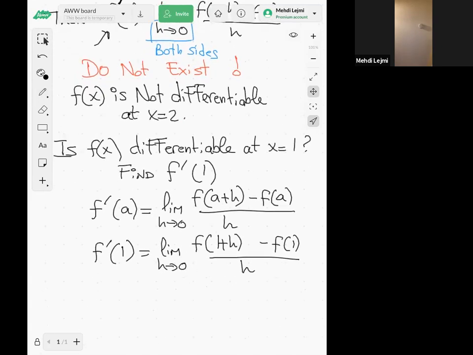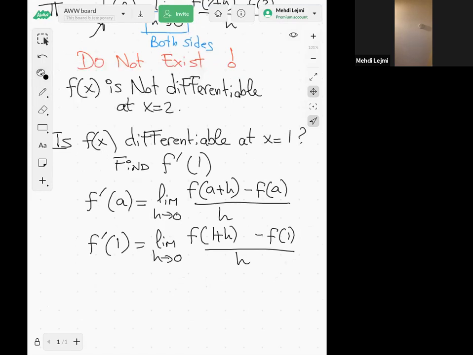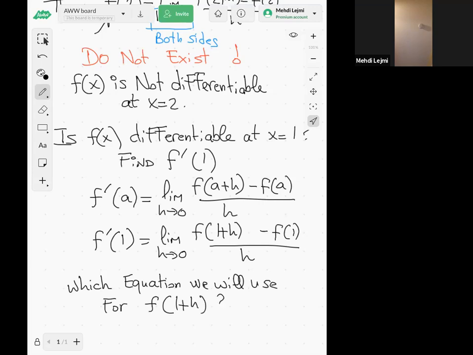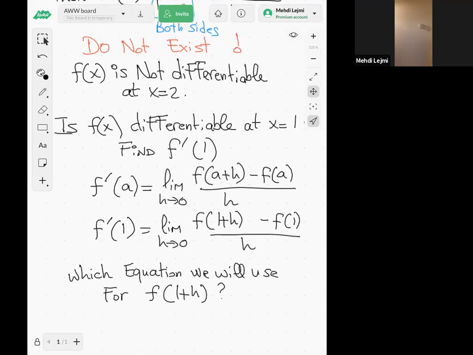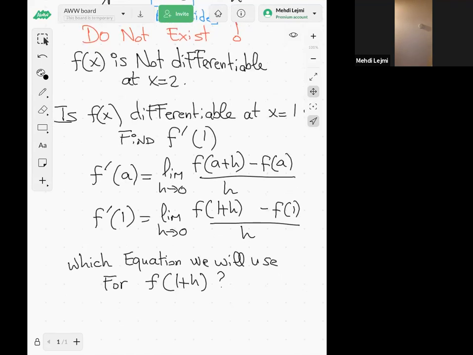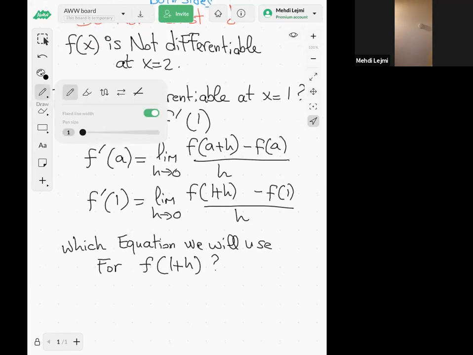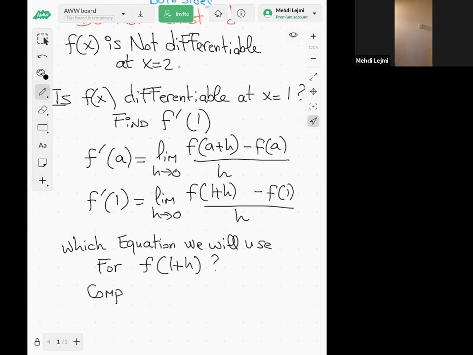Okay, so the question is, what's f of 1 plus h? Which equation are we going to use for f of 1 plus h? So the question is, is 1 plus h less or larger than 2, right? Because remember your function f of x has a first equation if x is less than 2 and another equation if x is larger than 2, right? So we have to compare 1 plus h to 2.